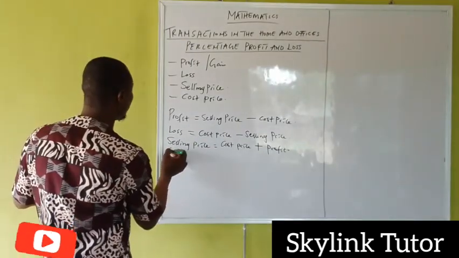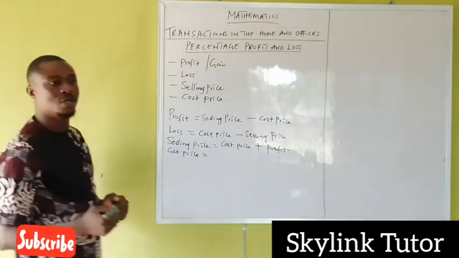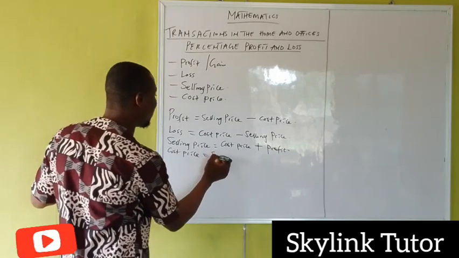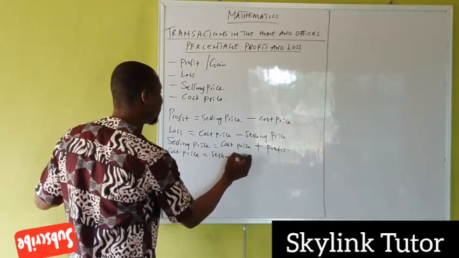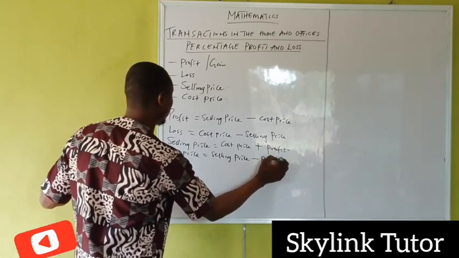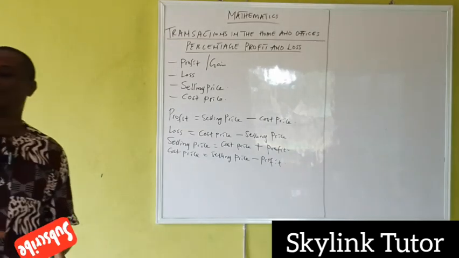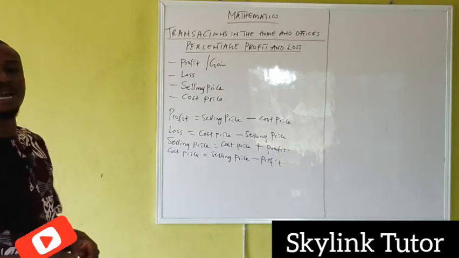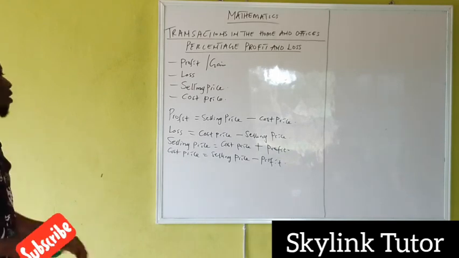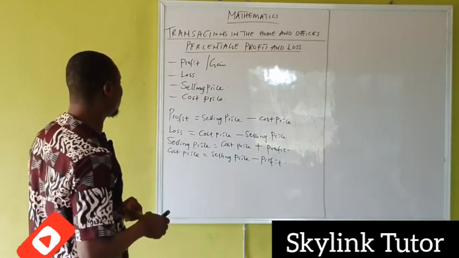When you want to get your cost price, for you to get it, you say selling price minus profits. Because you have sold something higher than the amount that you bought it, you need to remove the amount that's added to it. That is for you to get your cost price. So haven't we got all this?